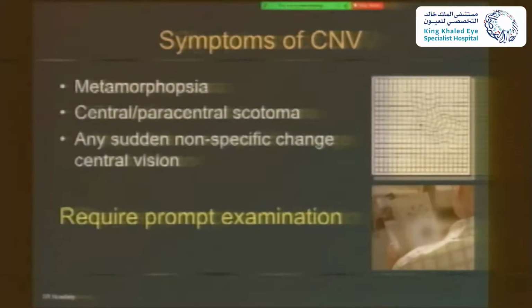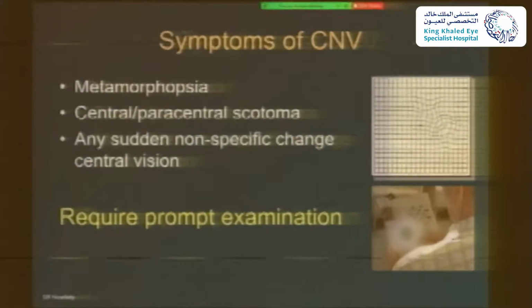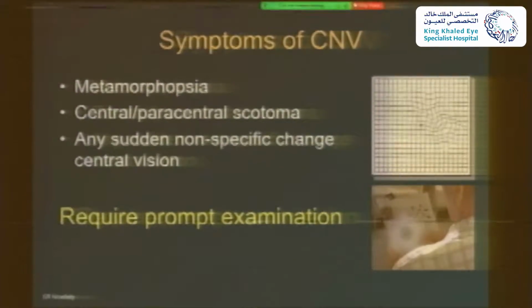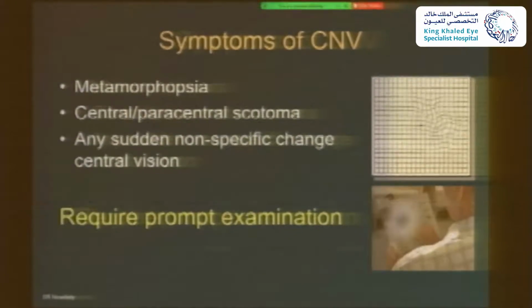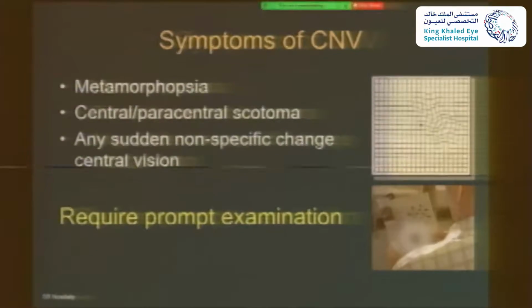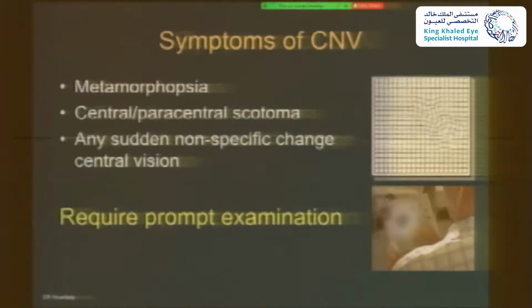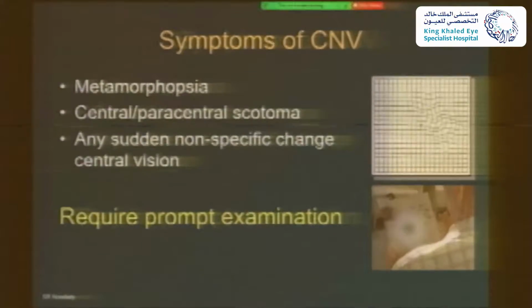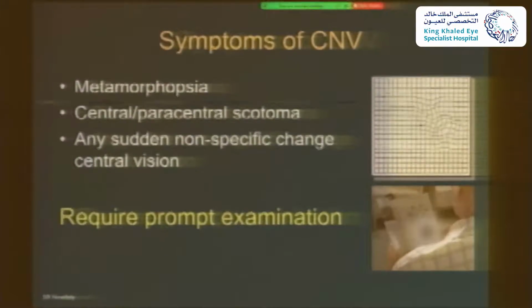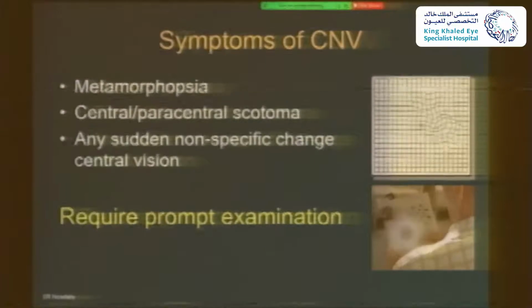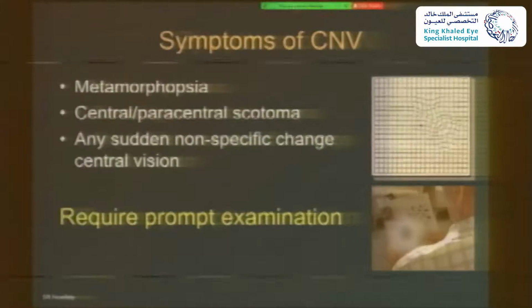How does a CNV present? And of course, these symptoms are going to occur only when the CNV is in the macula. They're not going to occur when the CNV is peripheral and can be identified incidentally. So metamorphopsia, people who start seeing things that are crooked, that are no longer very straight, possibly a central scotoma, which can be described as dark or grayish, or just not seeing very well centrally, and really any sudden non-specific change in central vision. And when patients call and say they have this, it is something that requires your proper attention and immediate attention.